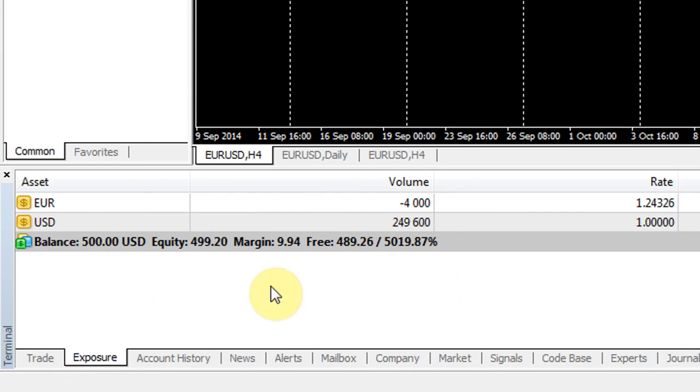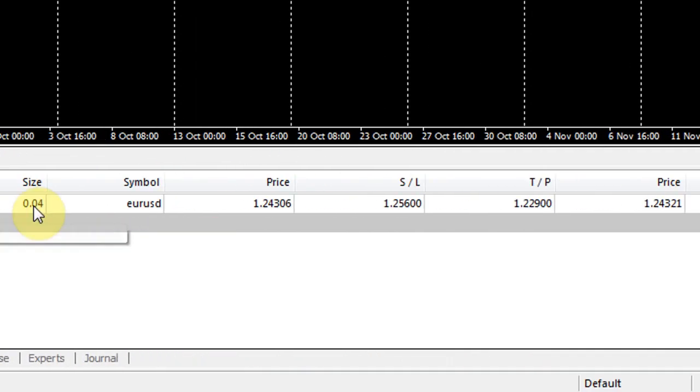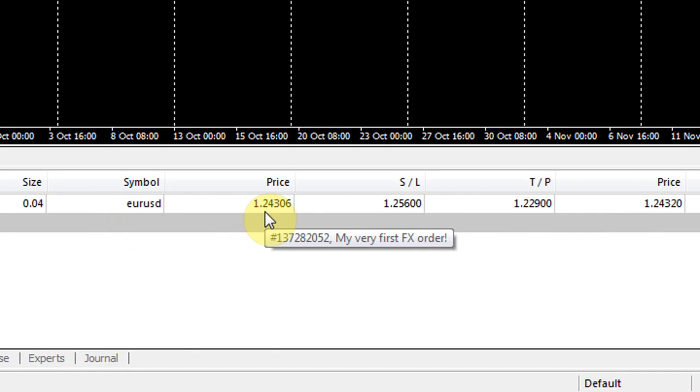Here we've got some information on the margin and what's going on with the equity. Now if we move to the trade tab, you'll see your order here. So that's the ticket number of our order. That's the time when it was open. That's the type of order. It's a sell order. Size, the volume in lots, 0.04. Symbol is euro-dollar. The price is that's the price at which the order was open.